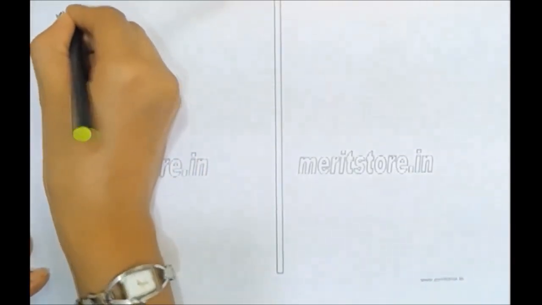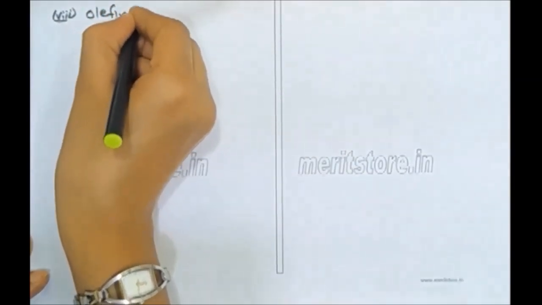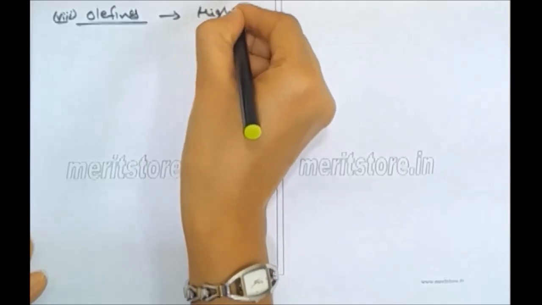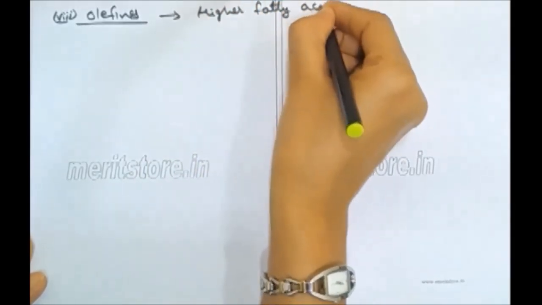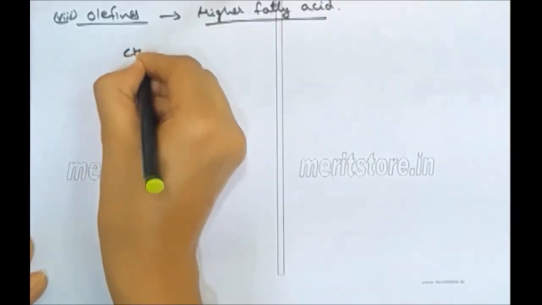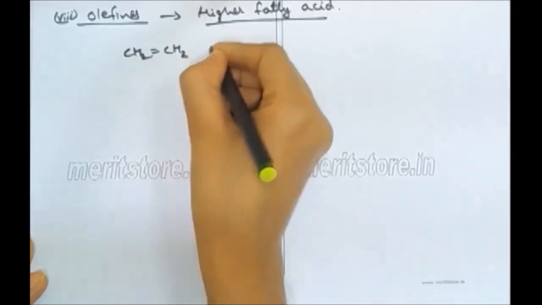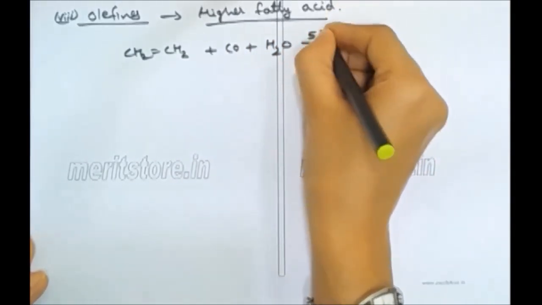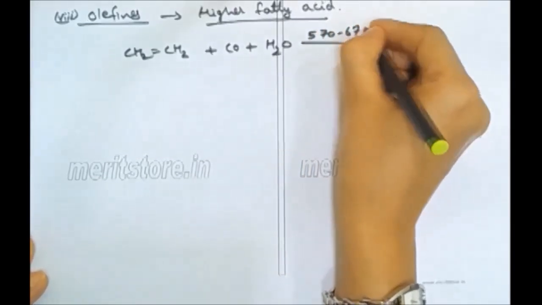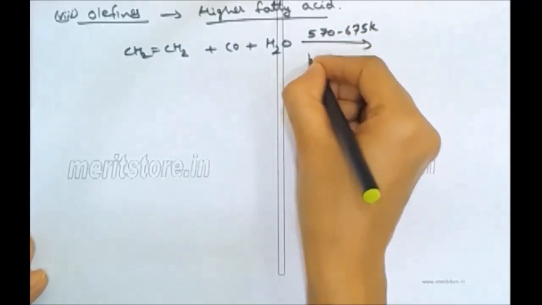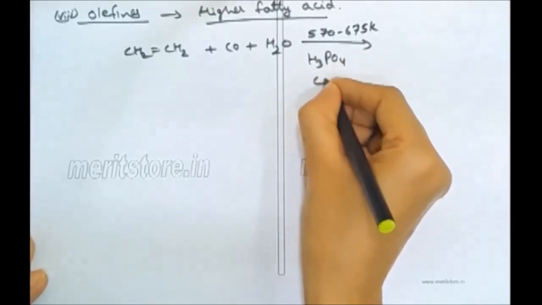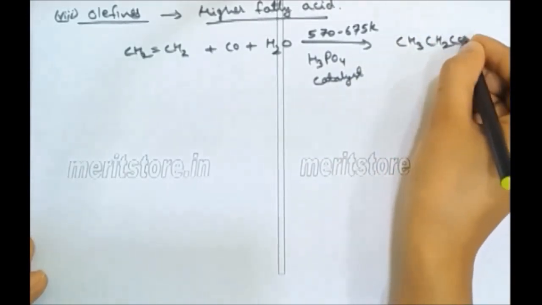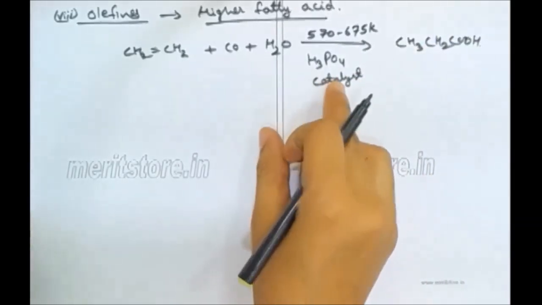Next method is from olefins. Olefins are alkenes. We can get higher fatty acids from this method. We'll take ethylene, this on carbon monoxide and water at the temperature of 570 to 675 Kelvin, and phosphoric acid. We'll use phosphoric acid as a catalyst and it will give acid. This reaction is used in making higher fatty acids.